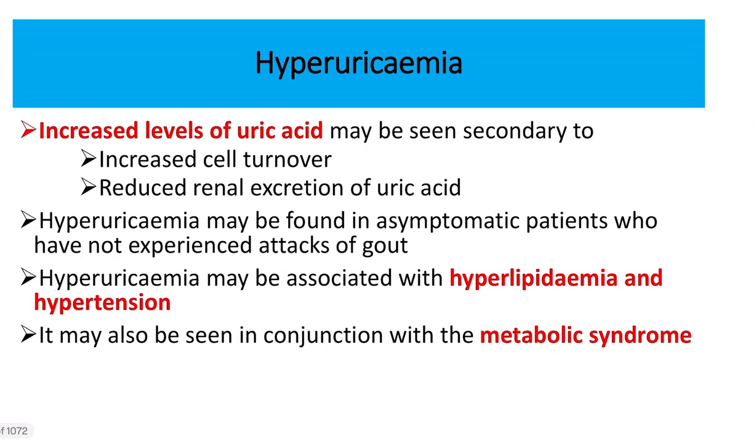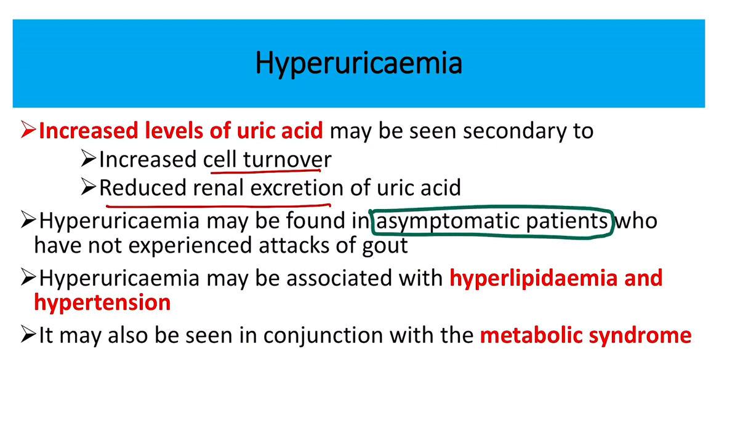So first of all, let's see this hyperuricemia. Increased levels of uric acid may occur secondary to increased cell turnover or reduced renal excretion of uric acid. Hyperuricemia may also be found in asymptomatic patients. That means in the blood there is a high level of uric acid, but there are no clinical symptoms.